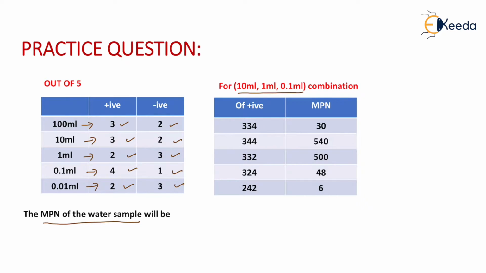Clear? Now for solving this numerical, we will take each positive set value one by one. For the first set we will take the 332 positive set. For the next we will take the 324 positive set, and for the last one, we will take the 242 positive set. Okay. Now for the 332 positive set combination, what will be the dilution ratio given?